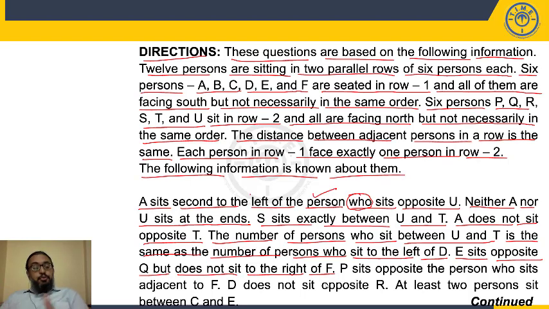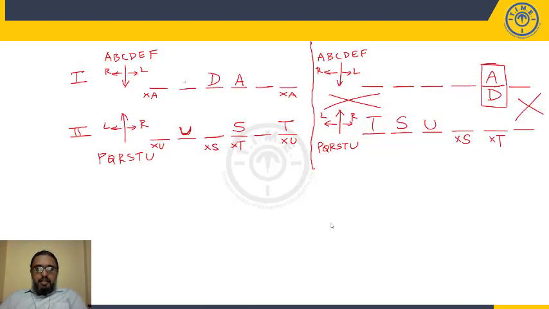Okay, so E should be opposite to Q, but this is what is important. And or but it always refers to the first person, and the first person is E. So E does not sit to the right of F. So if E does not sit to the right of F, E has to sit to the left of F. But E should be opposite to Q. So because E is south facing, Q is north facing. That is why I've kept like this.